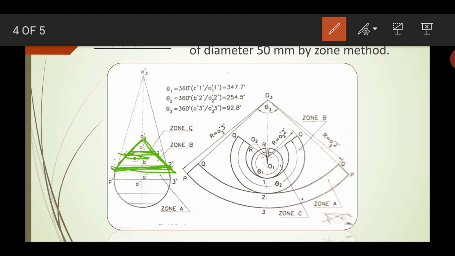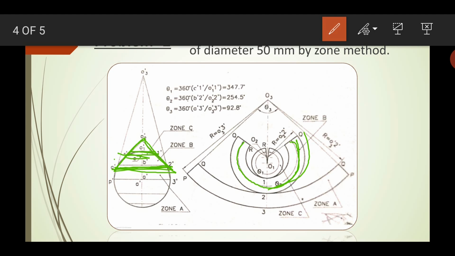Now join these 3 dash and 2 dash, and extend to intersect at point O3 dash on the vertical center line through O dash. So what you do is you have to draw the theta 2. This will be the theta 2. The total length will be the theta 2, so this will be the total angle.